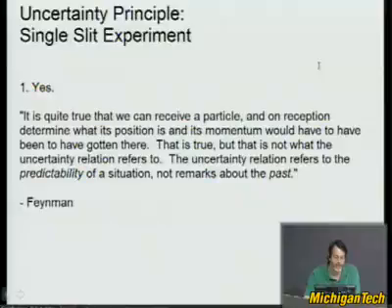Let's quote Feynman. "It is quite true that we can receive a particle and on reception determine its position, what its position is, and its momentum would have had to have been to have gotten there. That is true. But that is not what the uncertainty principle refers to. The uncertainty relation refers to the predictability of a situation, not remarks about the past."